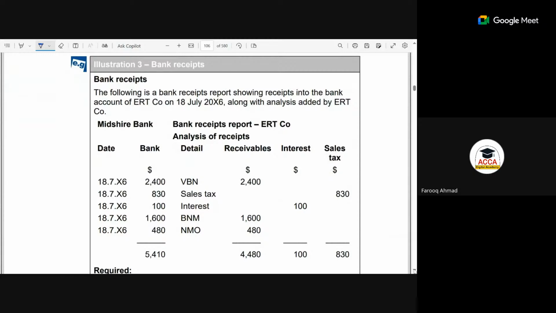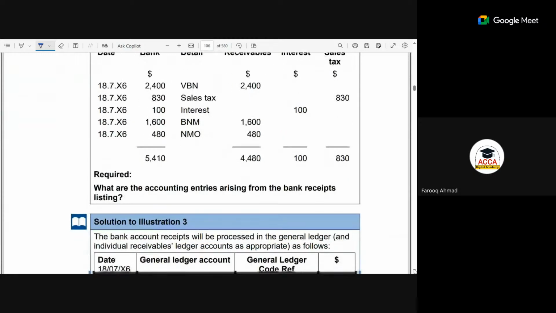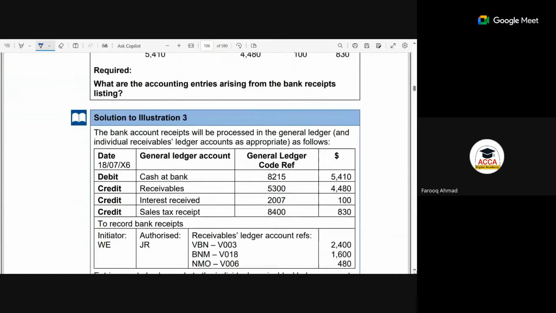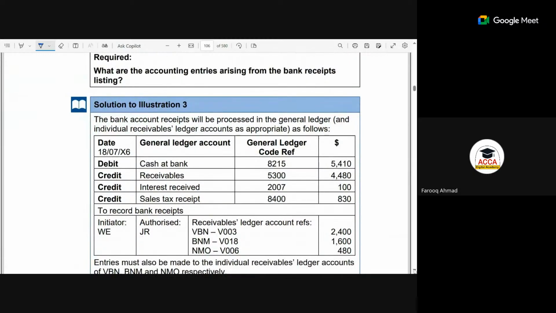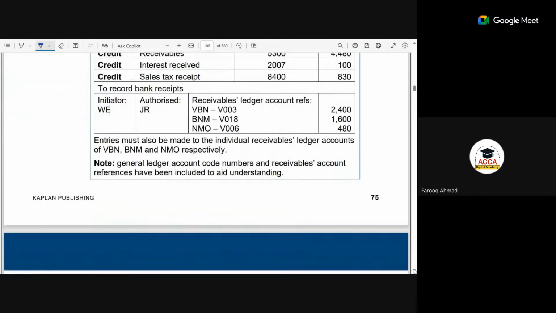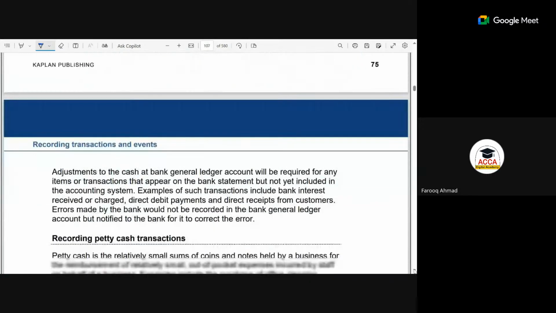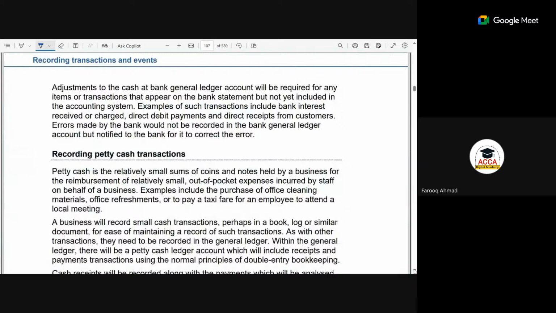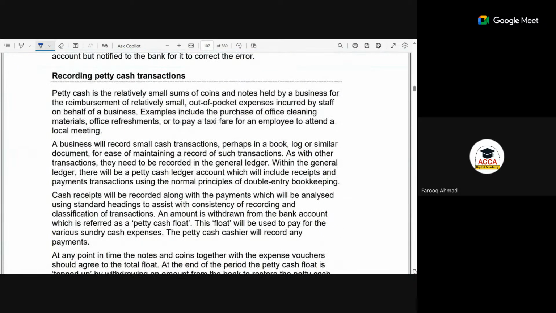Now this illustration is from the credit receipts point of view, and here cash at bank is debited and credit transactions are happening. If you need clarification, just message me or WhatsApp me. I will get back to you with further clarification. But this is easy to go through.